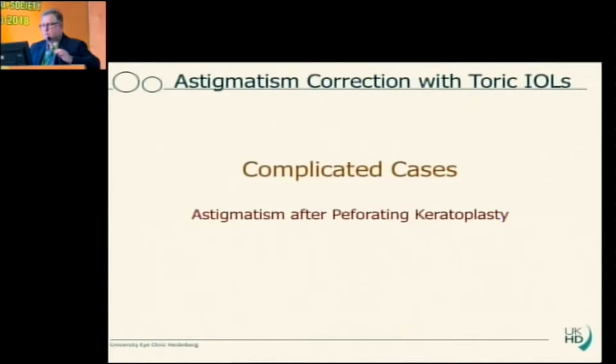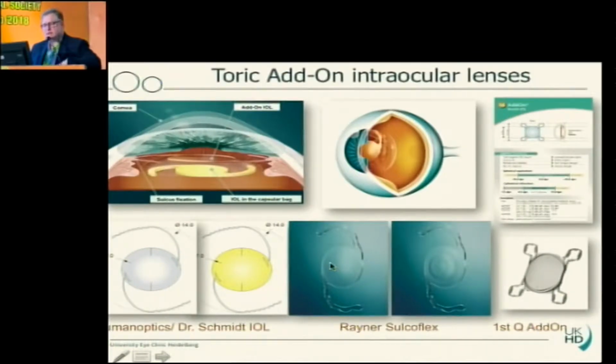So what about complicated cases? Very high astigmatism you can have in cases of patients that have already undergone perforating keratoplasty. In these cases in Germany, we don't really put a toric lens directly in the capsular bag. If we do a cataract surgery in a PKP eye with a high astigmatism, what we put in is a normal monofocal basic lens in the capsular bag, let it rest for 3 or 6 months, and then we do the correction of the corneal astigmatism with an add-on lens.